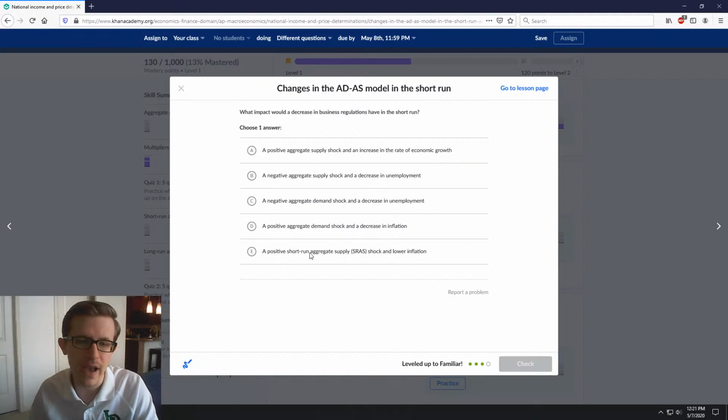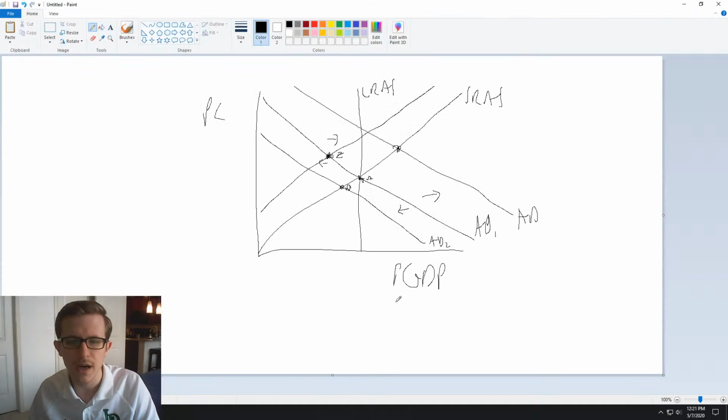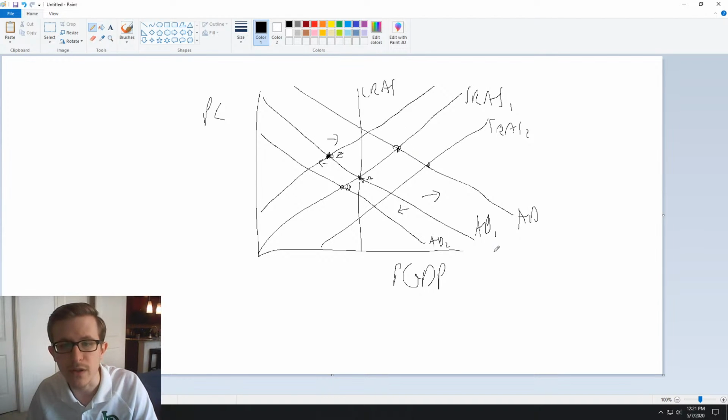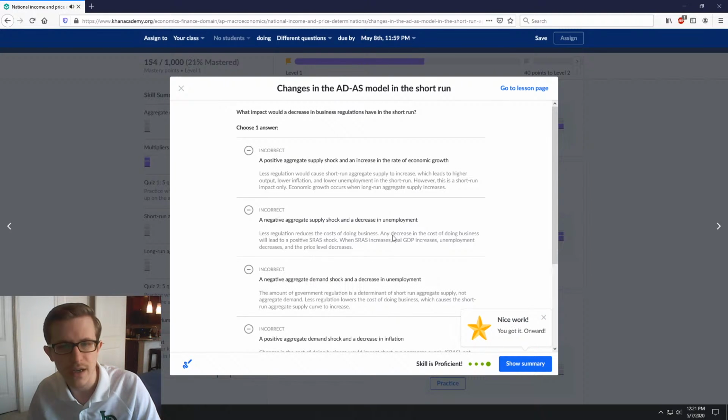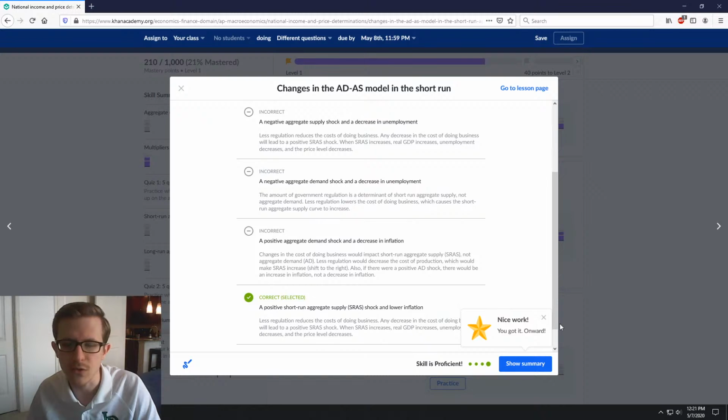A positive short-run aggregate supply shock and lower inflation. So if it's going to be a positive shock, that means we'll go from SRAS1 here over to SRAS2. Compared along the same one, there would be a lower price level, meaning that inflation would be lower. So it's going to be my guess there, yes. So economic growth is only going to be, because the short run is what we're focusing on.